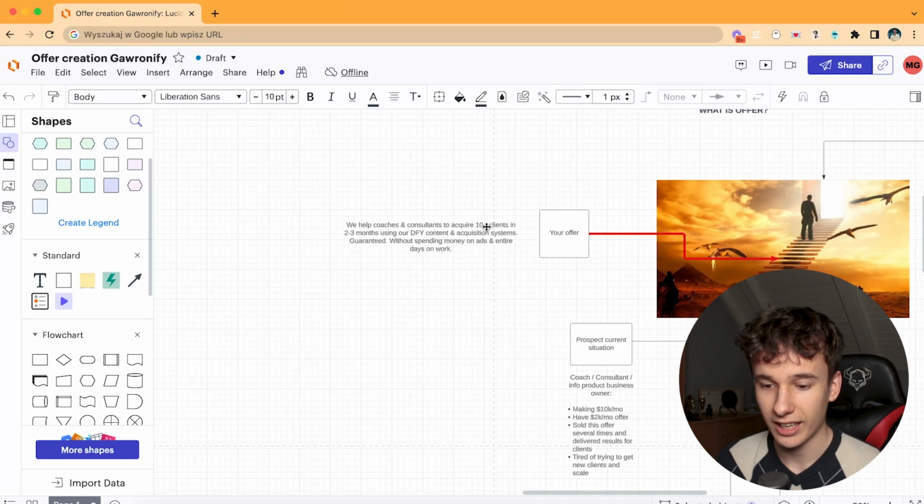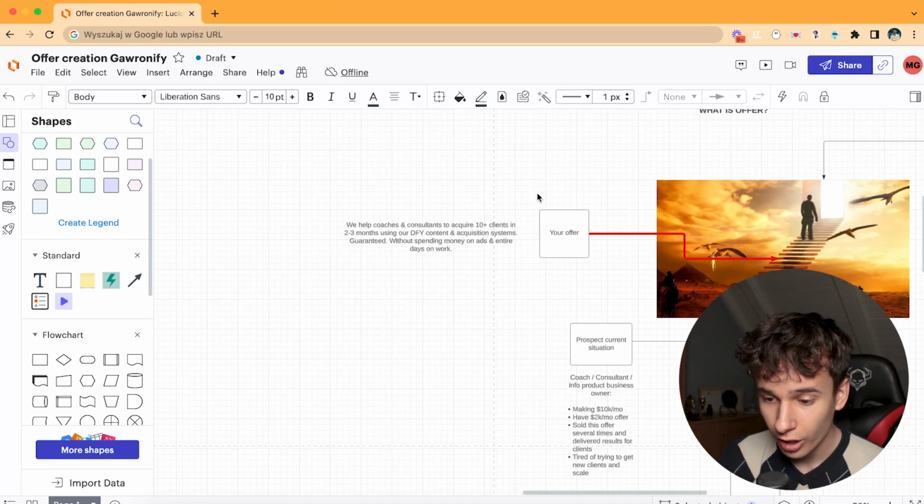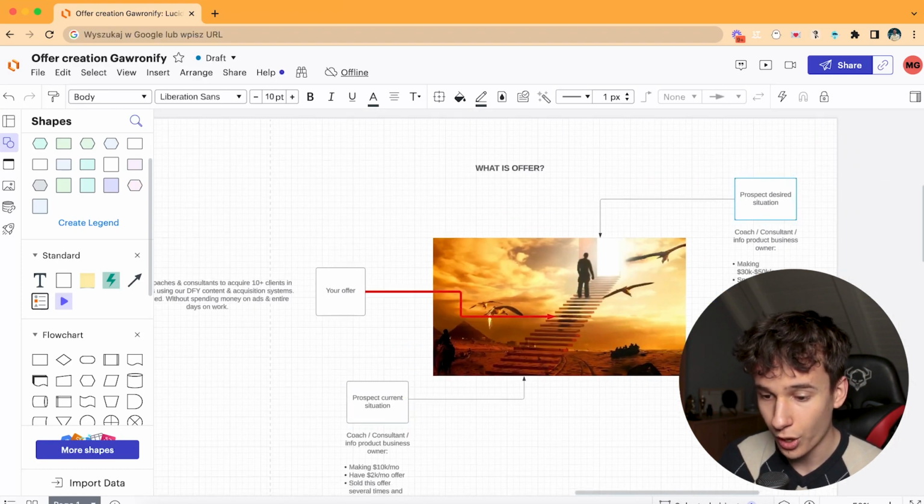And the offer looks like: we help coaches and consultants to acquire 10 plus clients in 2 to 3 months using our done-for-you content and acquisition systems, guaranteed, without spending money on ads and without an entire day's work. So the offer basically fills the gap from the current situation to the desired situation.